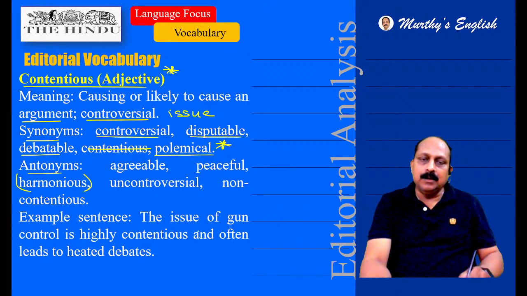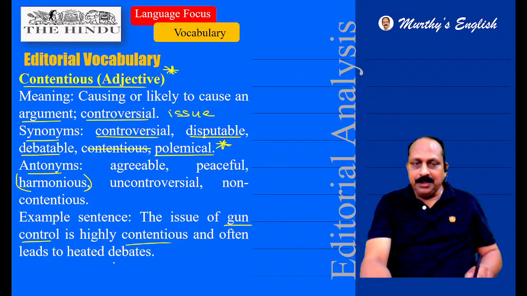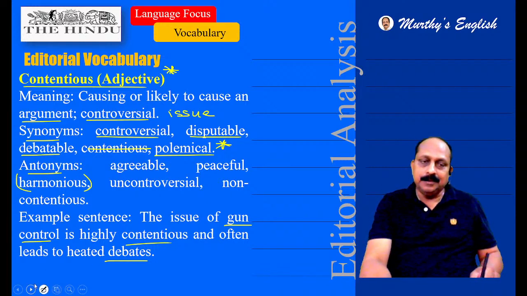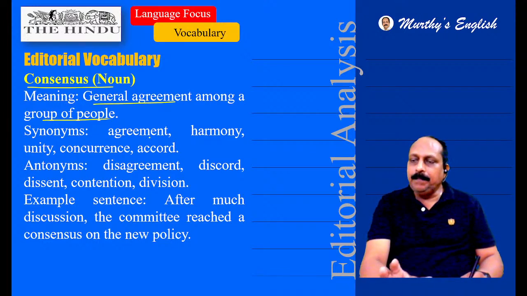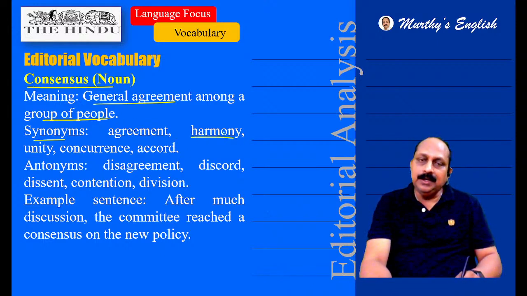Example: the issue of gun control. This goes with the US context. The issue of gun control is highly contentious and often leads to heated debates. Highly controversial, gun license in the US. Consensus, an important word, part of speech noun, meaning general agreement among a group of people. All the people in a group agree to the same thing, consensus. Synonyms: agreement, harmony. Here you can use unity, concurrence, an important word, accord.